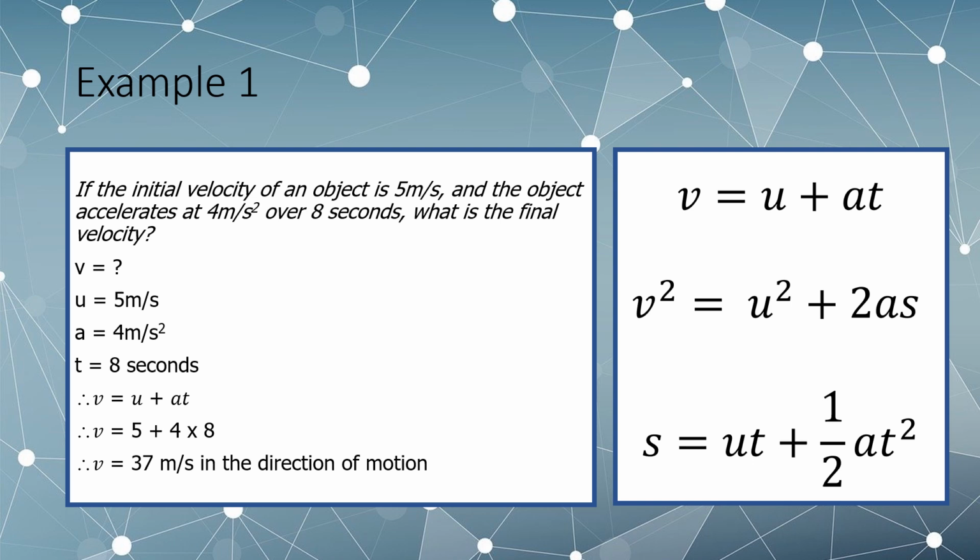And although direction isn't provided in the question, it doesn't state that we shouldn't include direction. So in this case, you should always just write in the direction of motion, as we don't know what direction that is, but we're still indicating that that should have a direction.